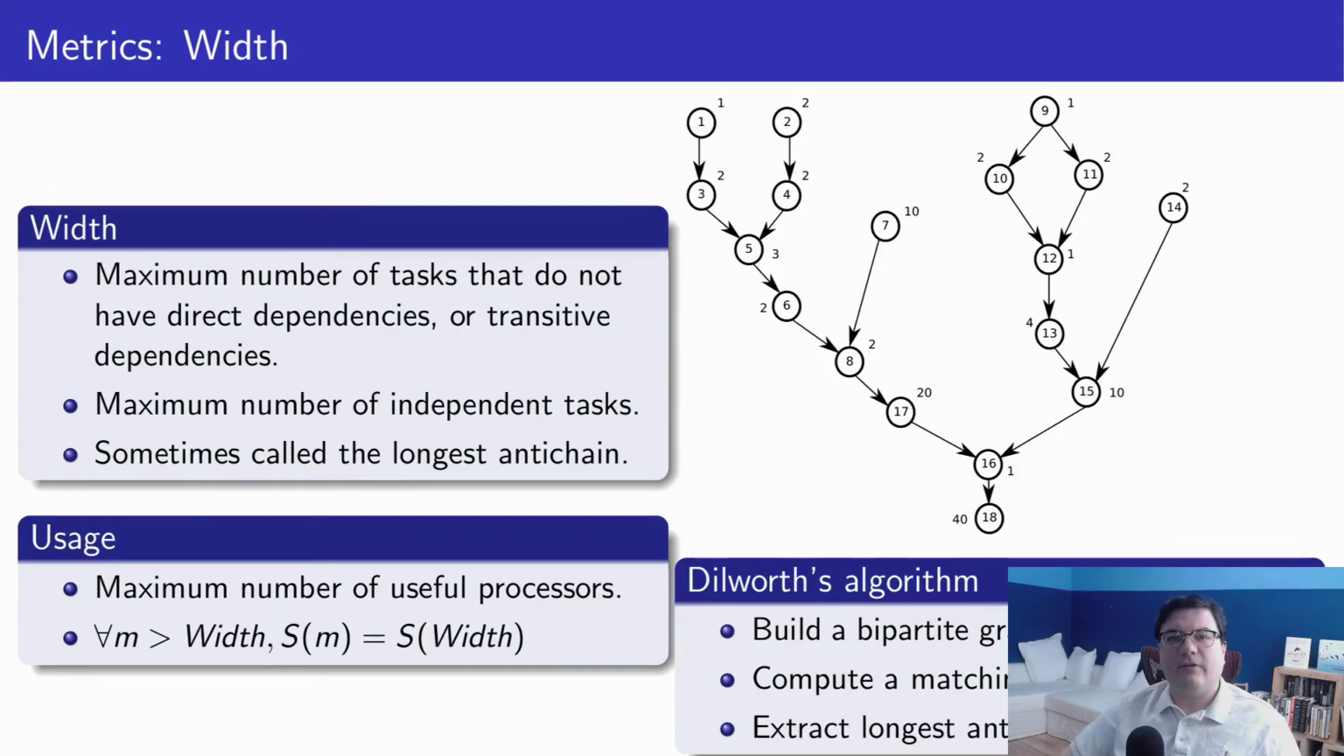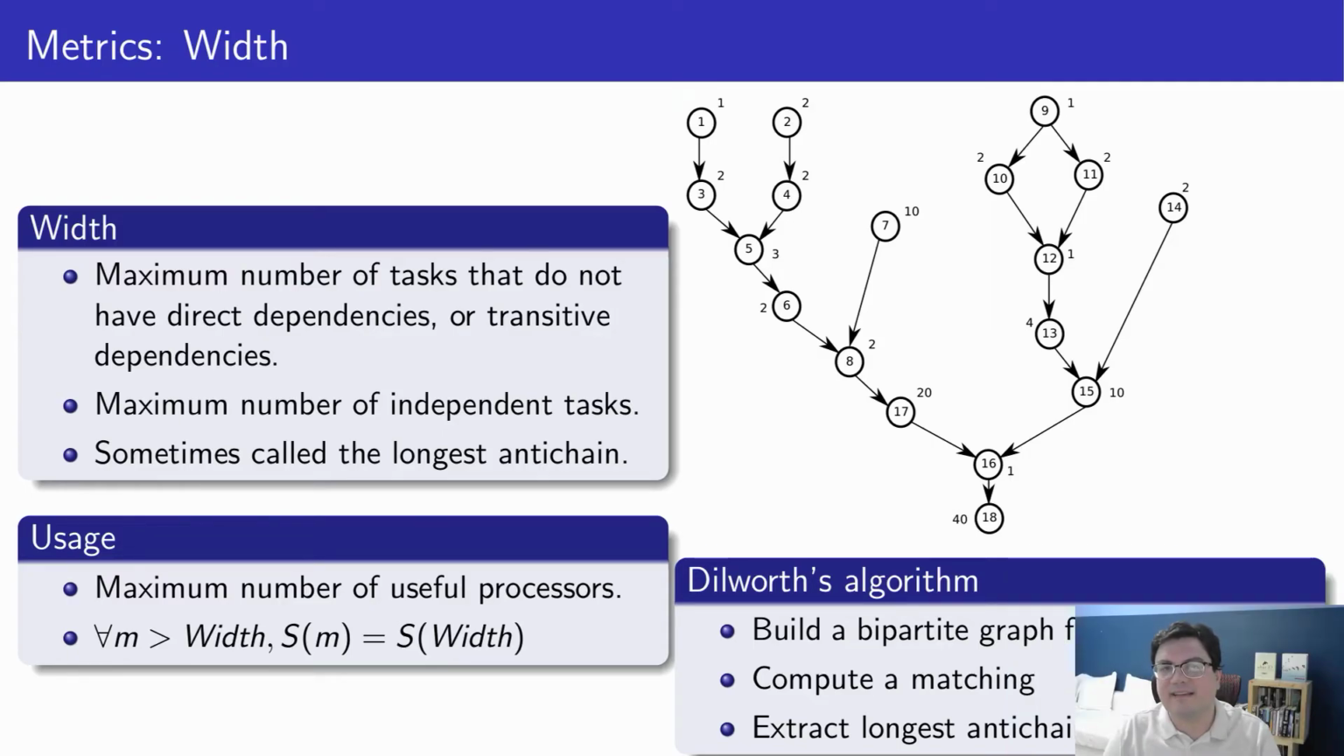We can identify the largest set of independent vertices in a graph using Dilworth's algorithm. It is a fairly complex algorithm that constructs a bipartite graph and extracts the width from a maximal matching on that graph. When done by hand, one usually estimates the width by trial and error. In some cases, identifying a large set of independent tasks can help us understand the structure of the parallel application.